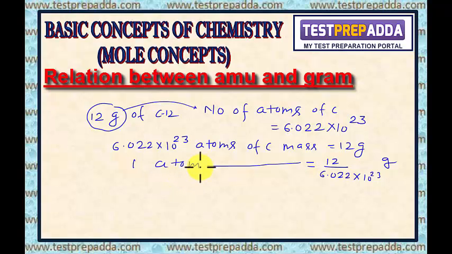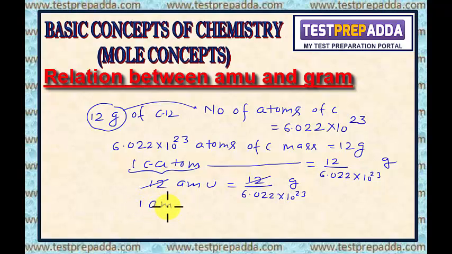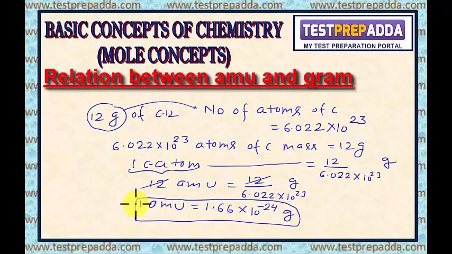Now, one atom of carbon, the mass earlier we assumed 12 AMU. So 12 AMU is the assumed mass, and this 12 upon 6.022 into 10 raised to 23 gram, this is the actual mass. So I can equate the two, and on this basis, we get the relation between unknown unit AMU and known unit gram. If you divide, it comes 1.66 into 10 raised to minus 24 gram. This is the relation between AMU and gram.